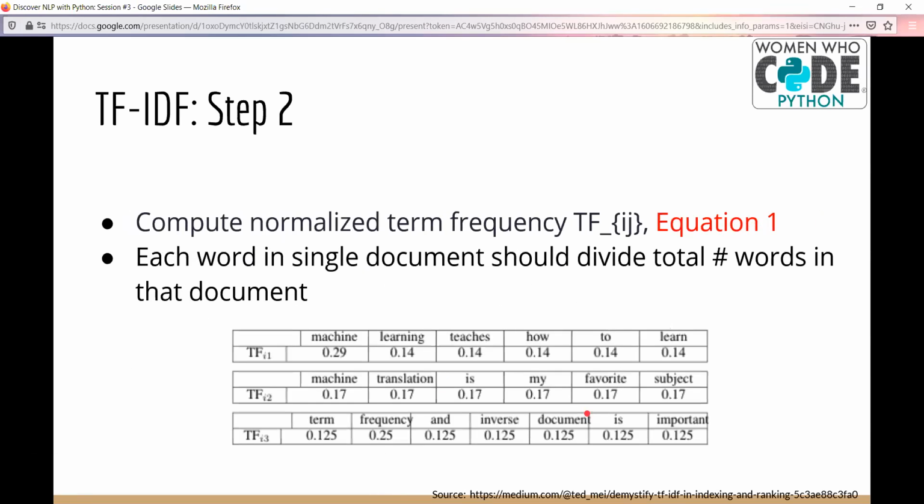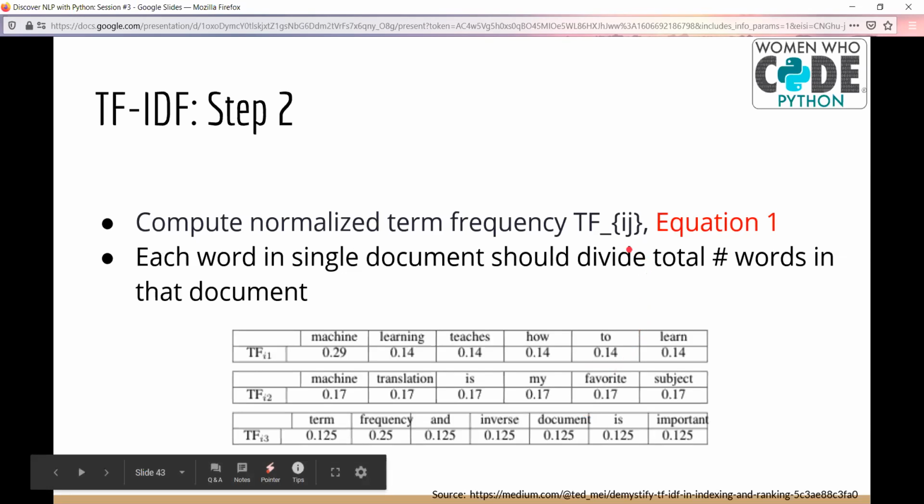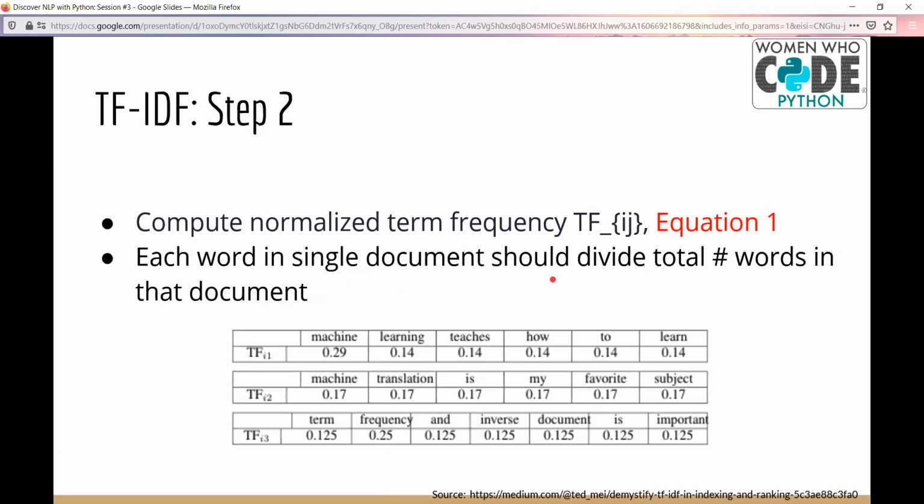The second step after that is to compute the normalized term frequency, which is the TF-IJ in equation 1. For each word in a single document, which is a sentence, we divide by the total number of words in that document. And after dividing, we get these numbers for each of the words.